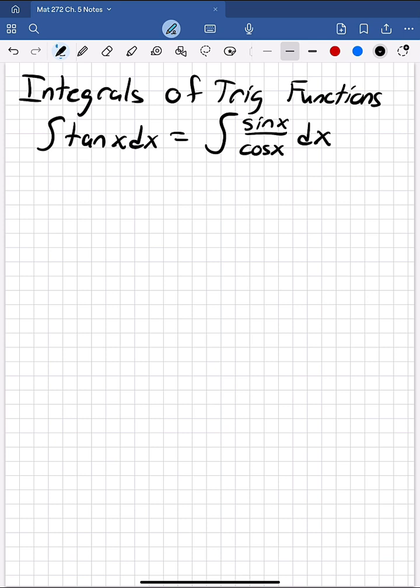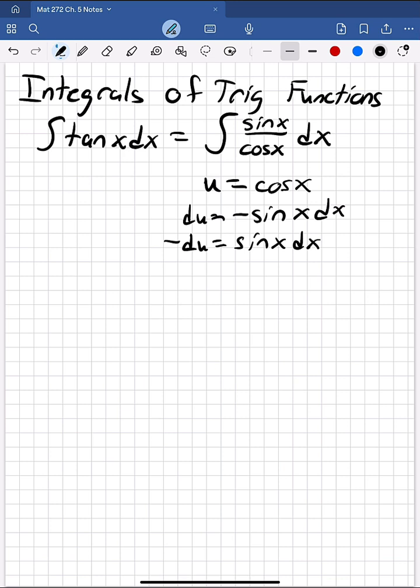Well, how could I integrate this? Well, I've got cosines and sines, so maybe I could use something like u du. I'm going to let my u be cosine of x because I know that the derivative of cosine is sine. So u is the cosine of x. Then du would be the negative sine of x. All right. So the derivative of cosine is negative sine. Well, I've got a sine of x that I can replace, but I need to do something with this negative, so I'm going to move it over and say negative du equals sine of x dx.